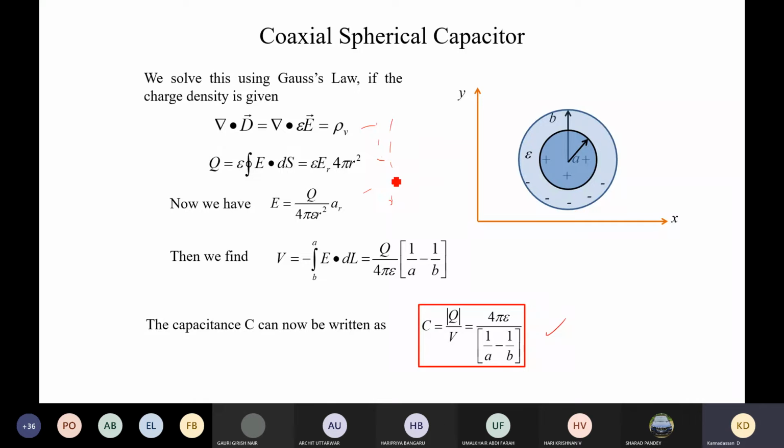If possible, give equation numbers 1, 2, 3 like that, and substitute here and there. All these things are what I will expect in the answer. Once again, I am saying that electromagnetic field theory is more of a mathematical course rather than a physics course.